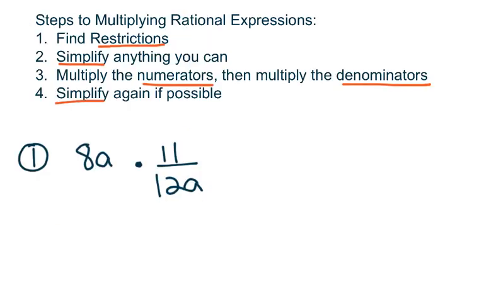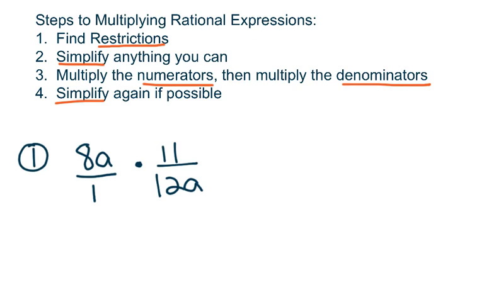Okay, we're going to start off multiplying 8a times 11 over 12a. Now, anytime you have a whole number, whether it's the first term or the second term, let's always put a 1 under that whole number. Okay, it's just going to make things a little bit easier for us to see.